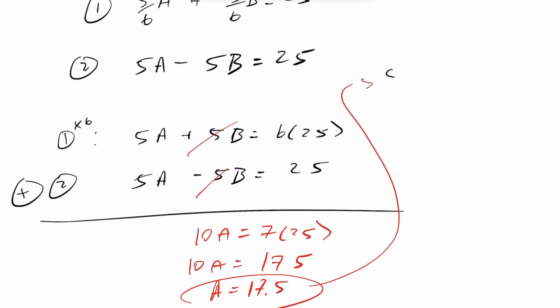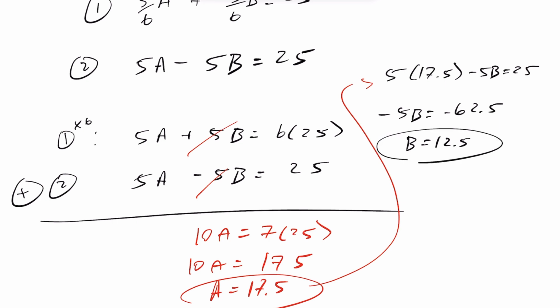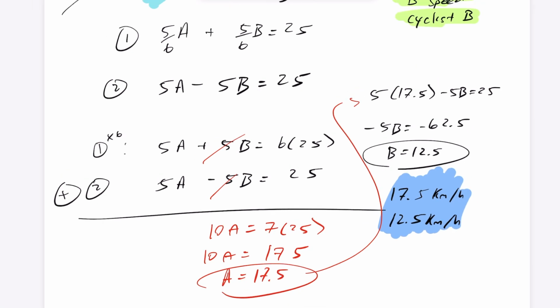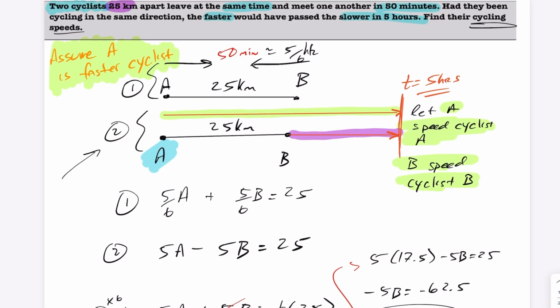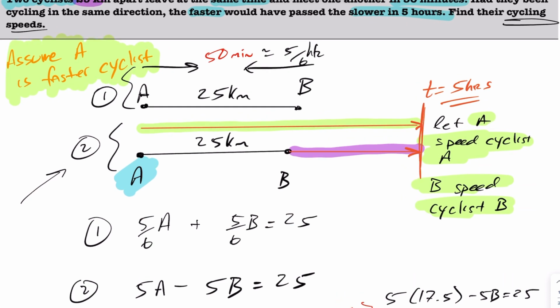So I'm going to go ahead and get 5 times 17.5 minus 5B is 25, in which case I end up getting negative 5B equals negative 62.5. Dividing that out, I get my B value as 12.5. So for this question, the faster cyclist was traveling 17.5 kilometers an hour, and the slower cyclist was traveling 12.5 kilometers an hour. All right, I thought I'd take up this quick word problem, something a little more challenging, using distance, time, and speed, and relate it to our system of linear equations. Thank you.